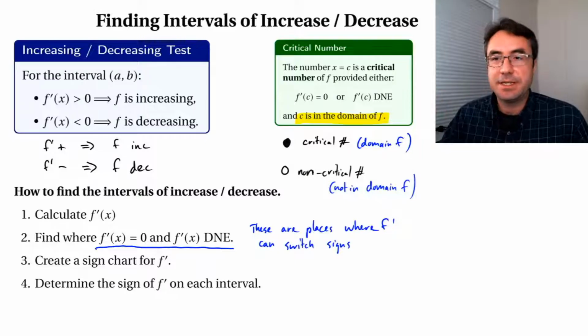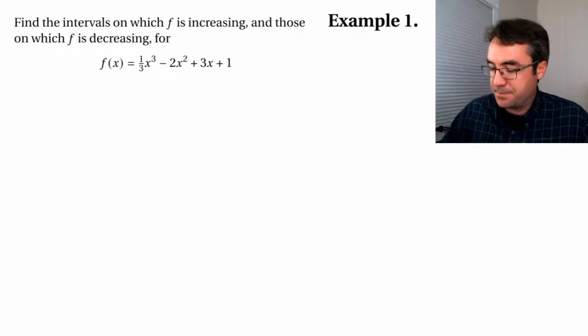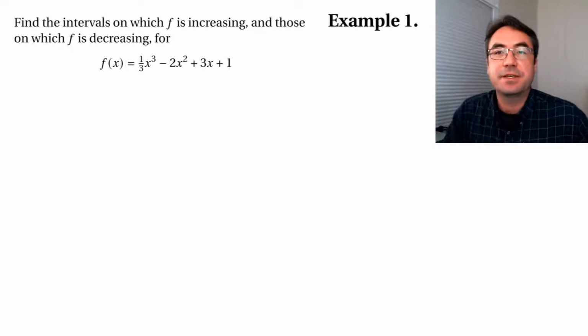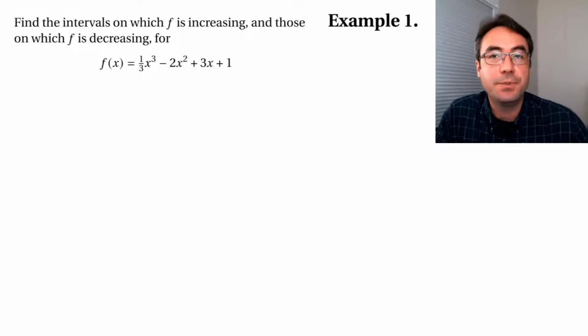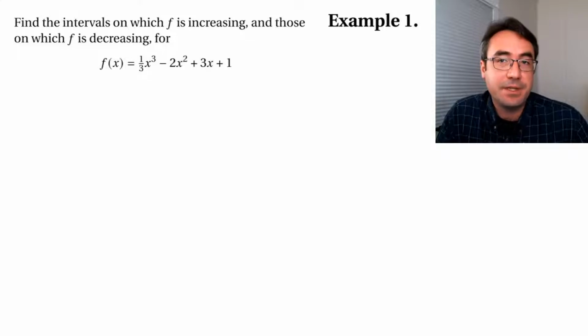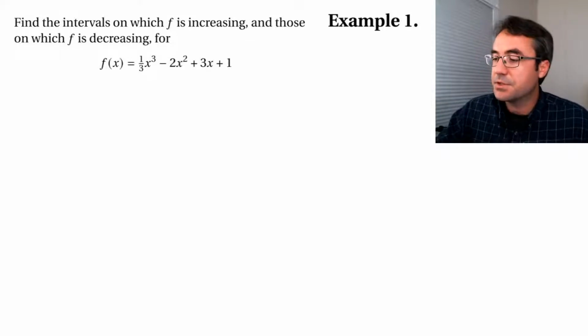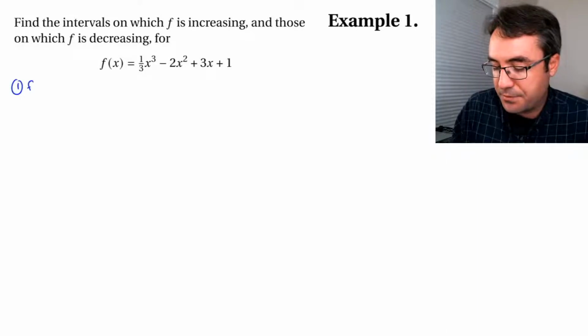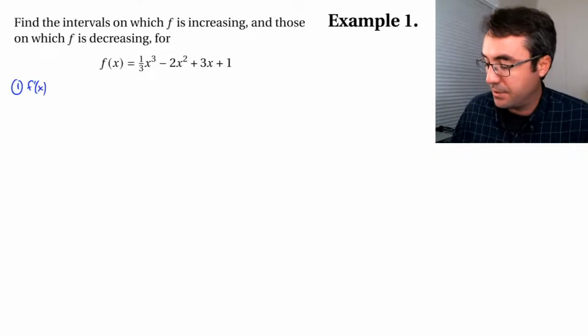So let's see an example of how to go through this. Let's start with the function f of x equal to 1/3 x cubed minus 2x squared plus 3x plus 1. We want to find the intervals where this function is increasing and the intervals where it's decreasing. So let's see how this process is going to work. Step 1, we need our derivative. We have to calculate our derivative.